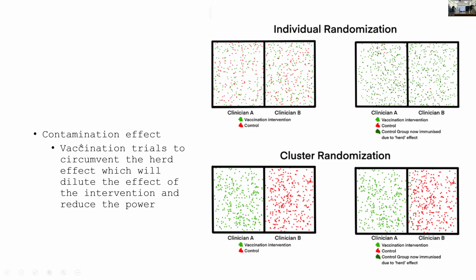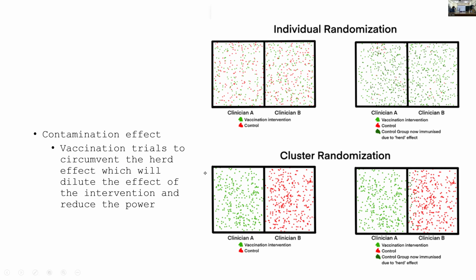For example, you do a vaccine trial. Suppose this clinician is practicing near North Vellore. This clinician is practicing in South Vellore. And you do a study among both the hospitals. So if you give 1% vaccine, the 99% won't get vaccine, what will happen? In 1 year, if you follow up, even the non-vaccinated people will become immune to the disease because of herd effect.